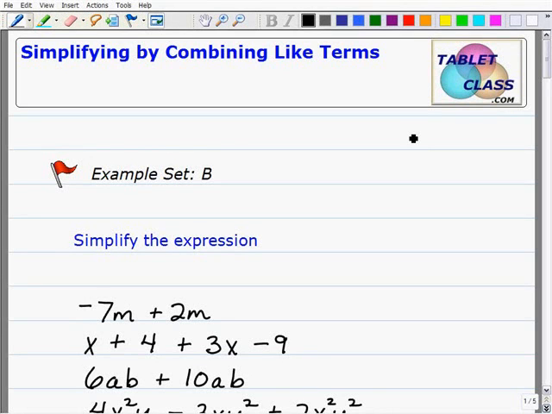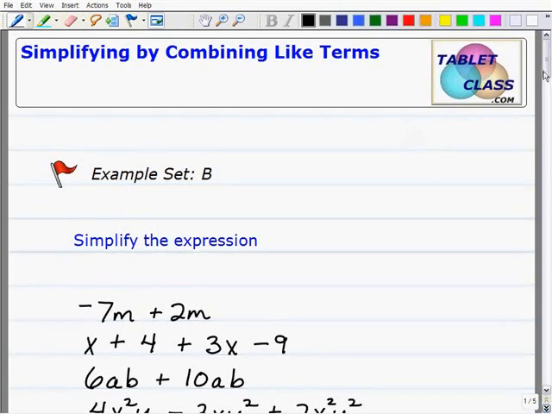Because remember, we're just practicing this. So if you don't really have an idea, I suggest you go back and watch the lesson. And it's probably a good idea to take a look at the first example set. Okay, so also you should understand what a coefficient is and a term, and obviously like terms. Okay, so let's go right to it.